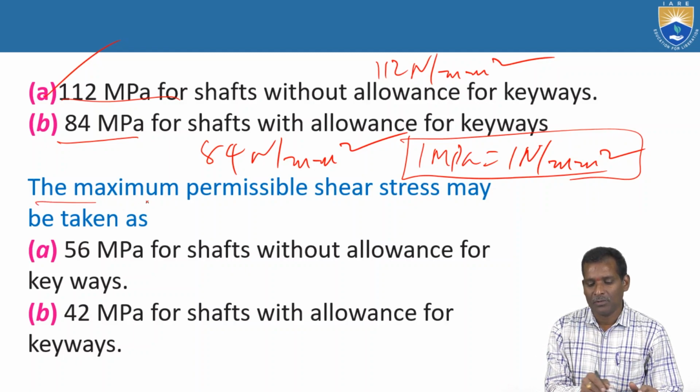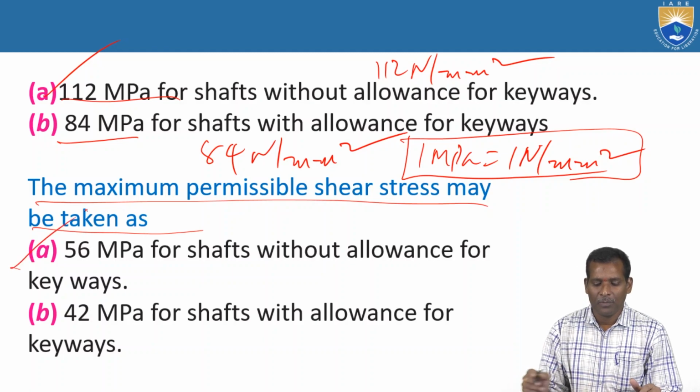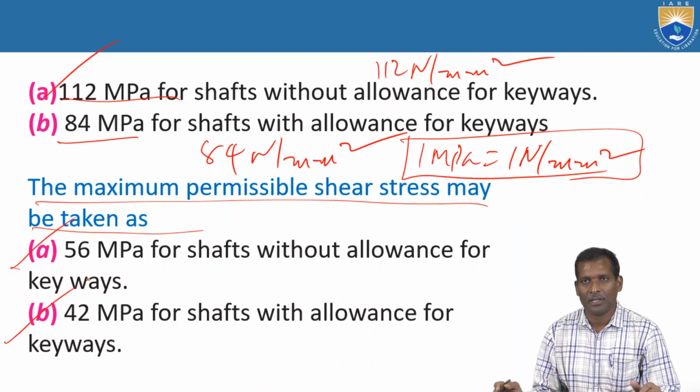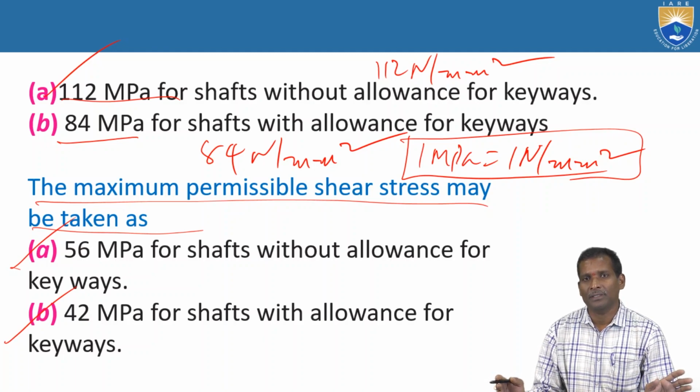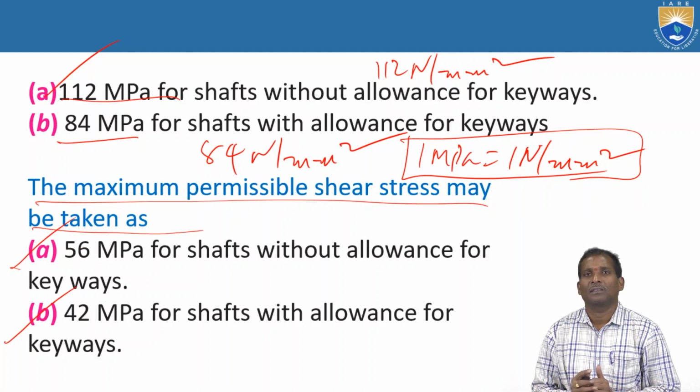Similarly, the maximum permissible shear stress is 56 megapascal for shafts without allowance for keyways, and 42 megapascal for shafts with allowance for keyways. So if you are giving allowance for keyways, you need to take 42 megapascal. Otherwise, its value is 56 megapascal. These are the standard values.